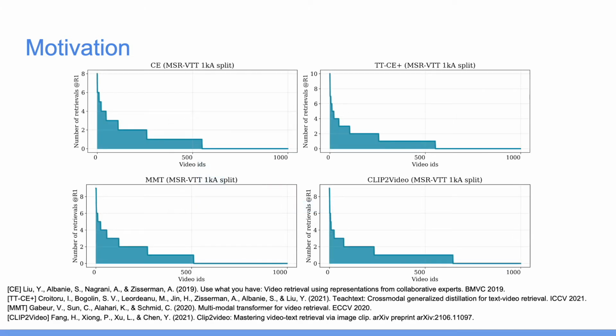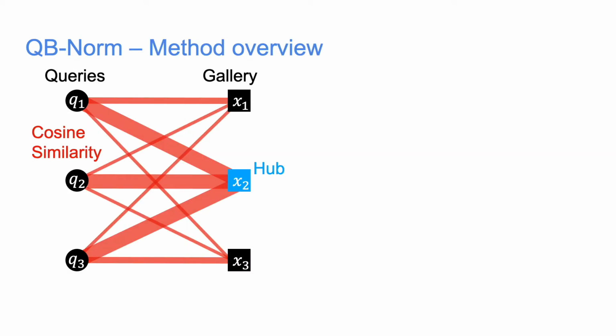The same phenomenon happens for all the studied methods and also on all other datasets. You can find the entire study in the paper. Now, let's see how we can use query bank normalization, shortened QB-norm, in order to mitigate the hubness problem. QB-norm can be applied to any retrieval method and does not require retraining.